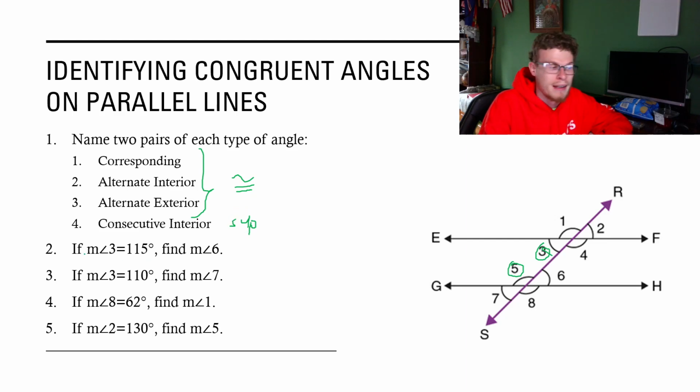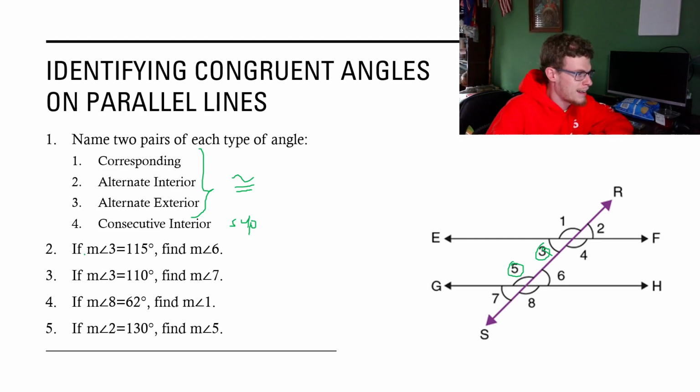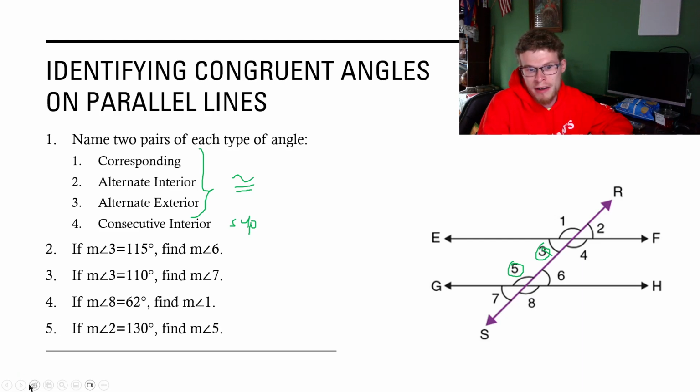So now, with an understanding of these different relationships, you can identify the measures of these angles. For example, if the measure of angle 3 is equal to 115, find the measure of angle 6. Angle 3 and angle 6 are alternate interior angles. So that means the measure of angle 6 is also going to be 115 degrees.